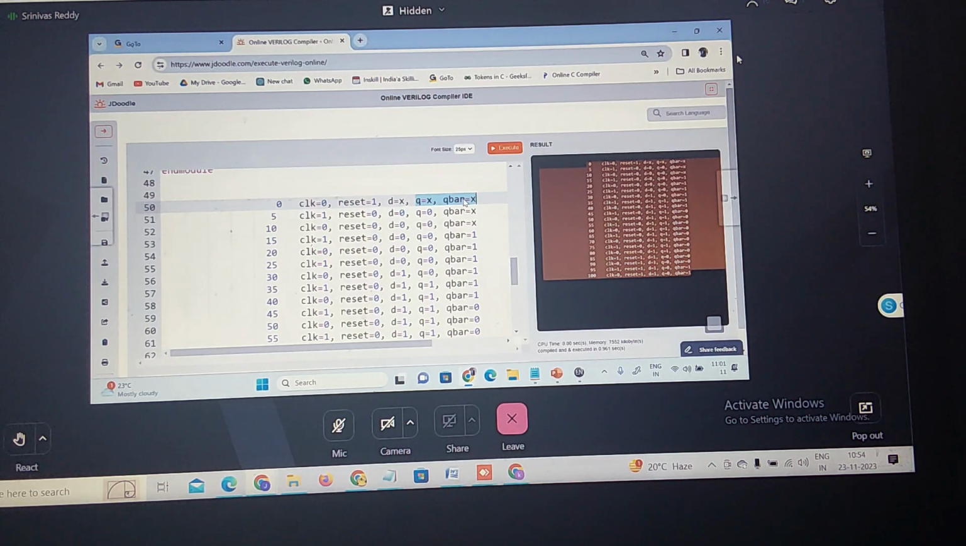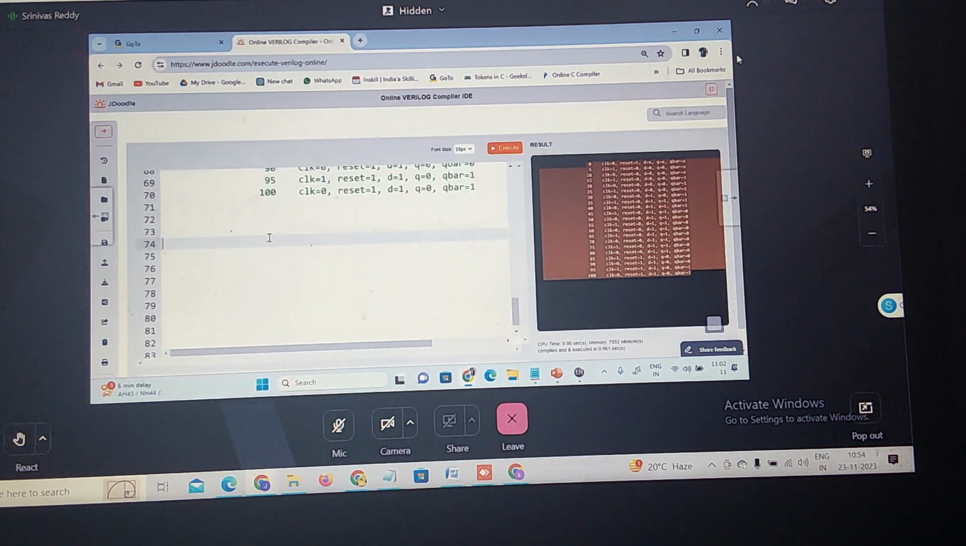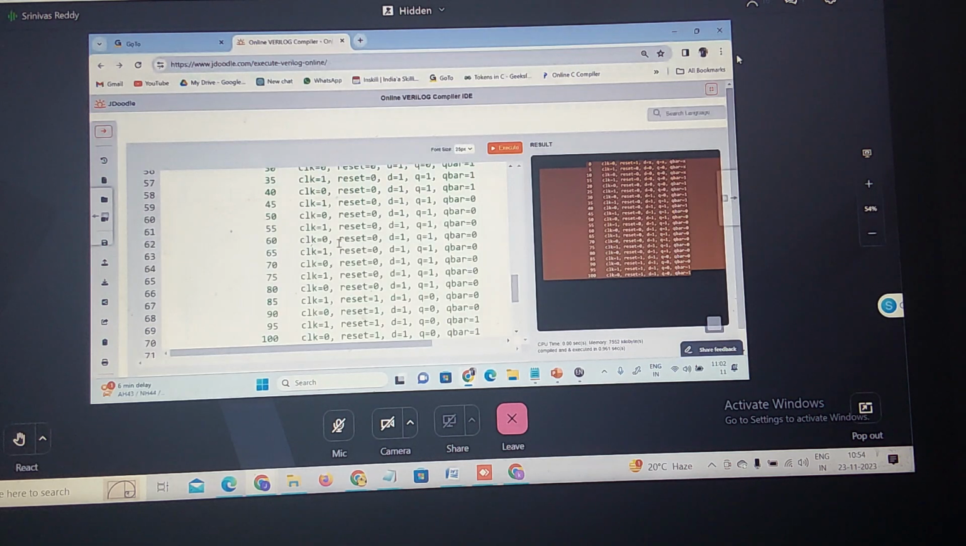Now at time t equal to 5, what am I doing? I am making reset equal to 0. So let us analyze this output first, whether it is working according to what we wrote, initializing the values. Okay. Let me do one thing.